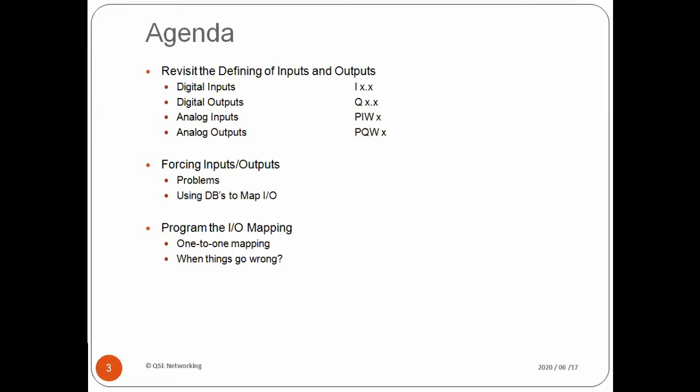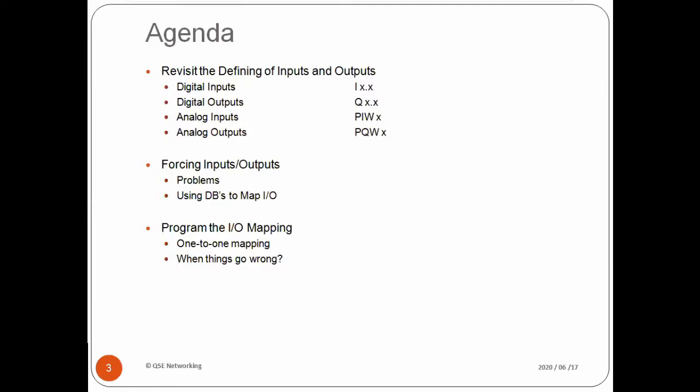The addressing of inputs is the I and a Q for outputs, and the analog inputs are on the peripheral I/O range. Then we'll talk about forcing I/O and what the problems are, and then we'll discuss how we map the I/O into DBs, and then finally we will go and program the I/O mapping, and we'll just discuss again what happens when things go wrong, how we will not use forcing, but we'll do it a different way.